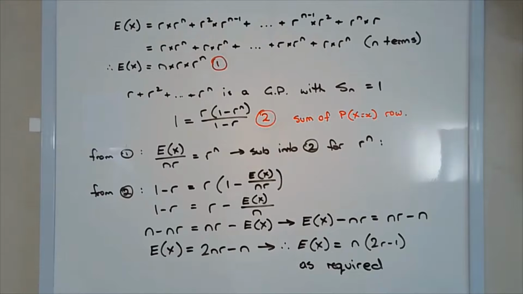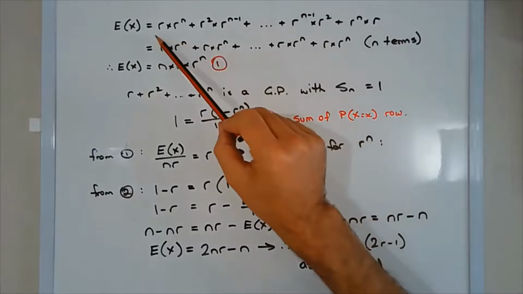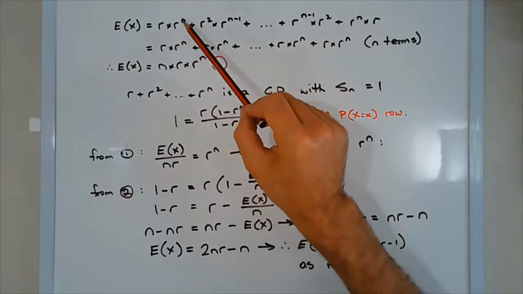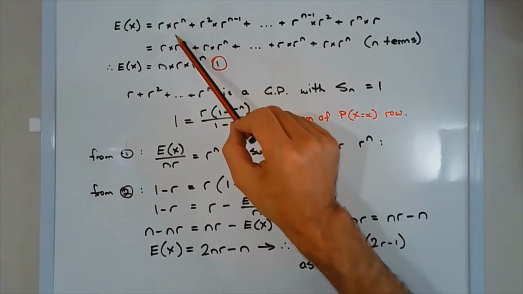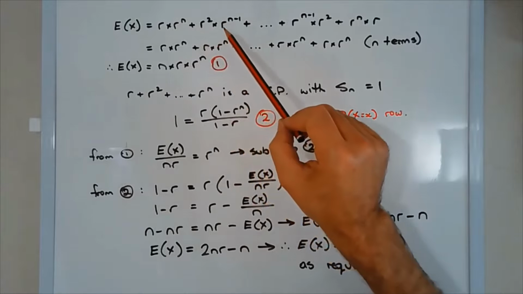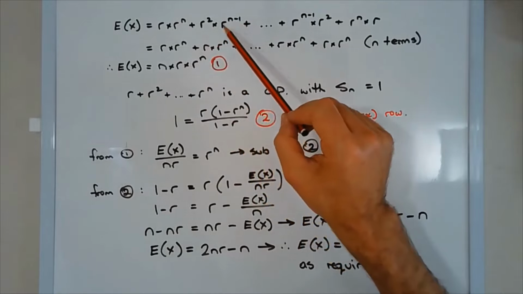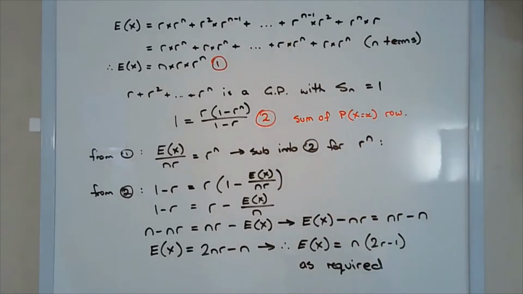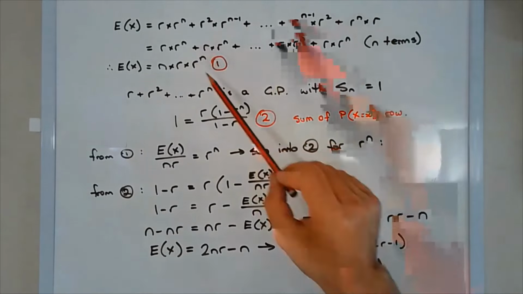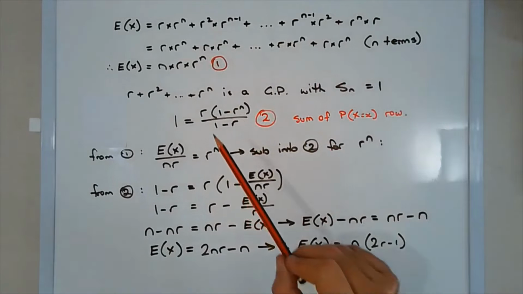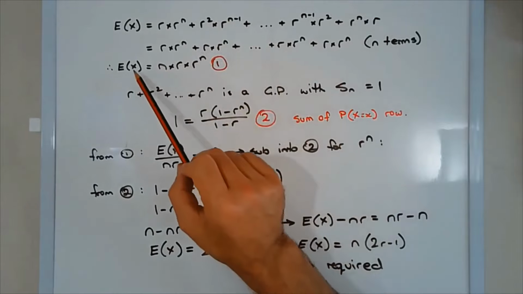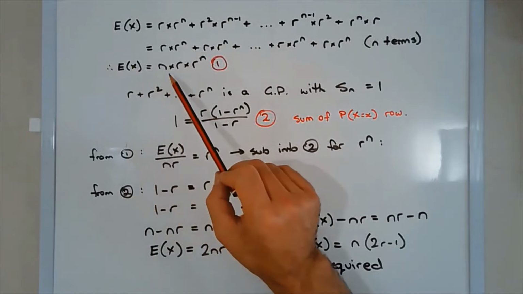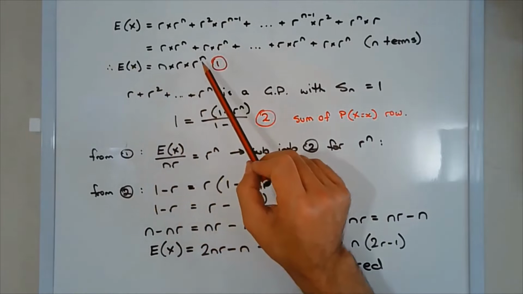The expected value of a discrete probability distribution is found by summing the product of each score with its respective probability. So in this case, the expected value of x is equal to r multiplied by r to the power of n. So that's the product of the terms in the first column, plus r squared multiplied by r to the power of n minus 1. So that's the score in the second column multiplied by its respective probability, and so on. And there are n terms to sum here. So simplifying all this, we end up with the expected value of x is equal to n multiplied by r multiplied by r to the power of n.